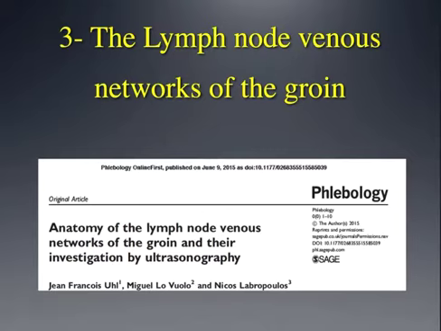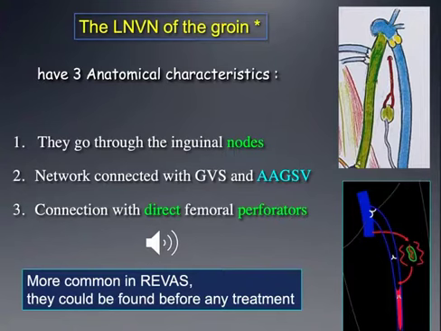The third chapter is about the lymph node venous networks of the groin. And you see a paper which was written in 2015 on this topic. What is the definition of the lymph node venous networks of the groin? They have three characteristics. The first one is that they go through the inguinal nodes. The second, the networks are connected with the great saphenous vein and mainly the anterior accessory great saphenous vein. And lastly, they are connected with direct perforators of the femoral vein.